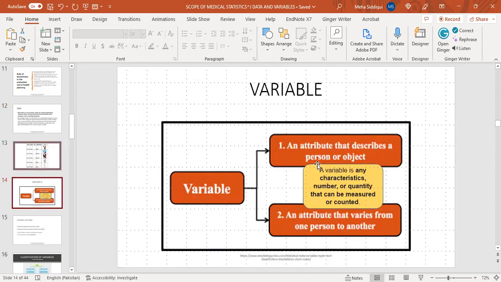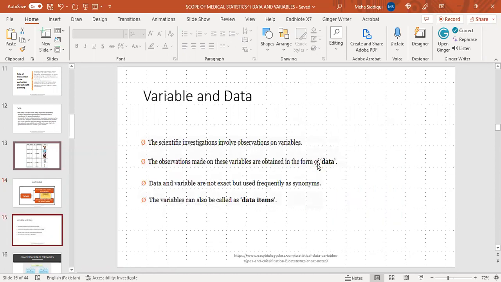Now, what is a variable? A variable is an attribute that describes a person or object, or it is any characteristic, number, or quantity that can be measured or counted. And it is an attribute that varies from one person to another. That's why it is called a variable. Now, variable and data. Scientific observations involve observations on variables. The observations made on these variables are obtained in the form of data.